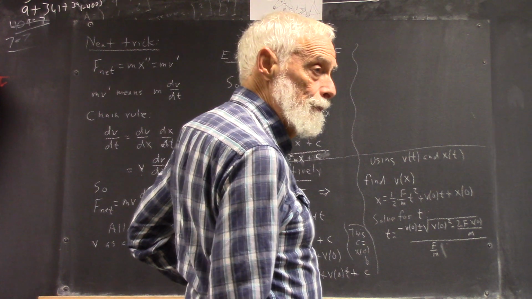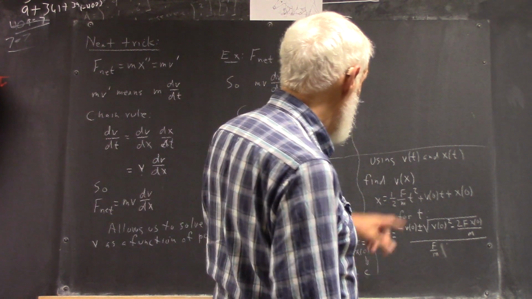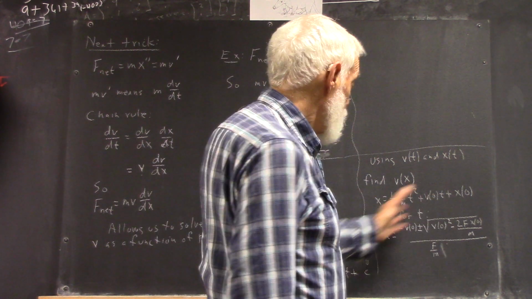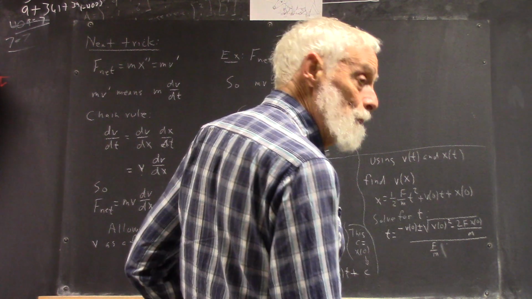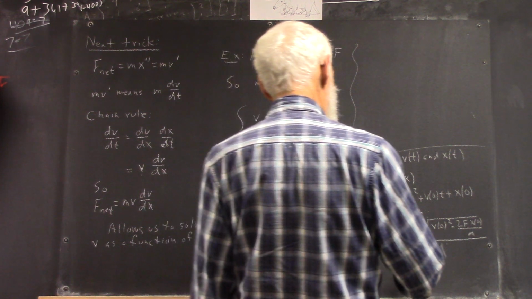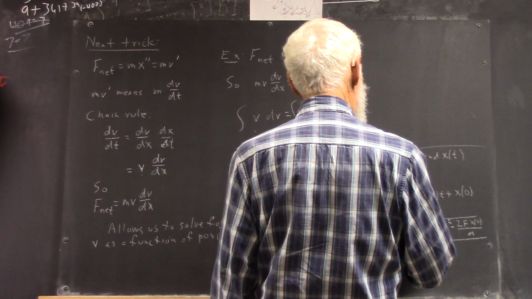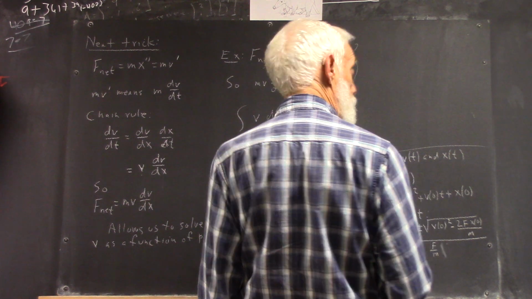Okay? That's just the quadratic formula. There's your A, there's your B, there's your C. That's what you get if I did it right. I think I might have. Okay? Now you plug that back into V of t.